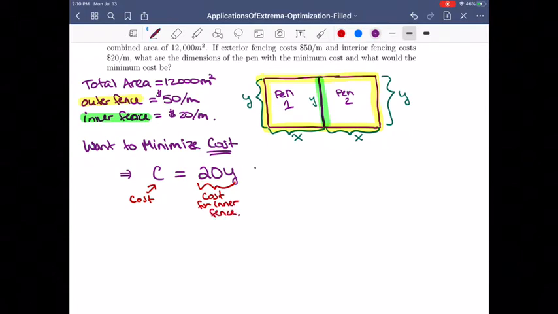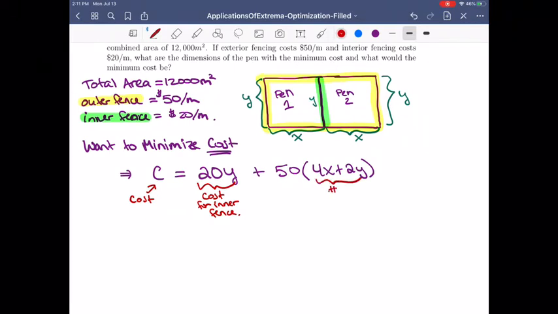Okay, now to that, I want to add the cost of the outer fence. It's $50 for each meter of outer fence. Now, how many meters do I need? I need X meters for this part, X meters for this part, X meters for that part, and X meters for that part. So I need 4X for these horizontal sides, and also 2Y for these vertical sides. So I'm going to have 50 times (4X plus 2Y).